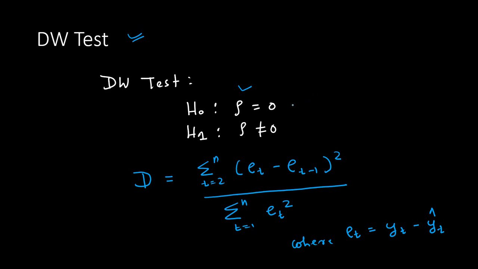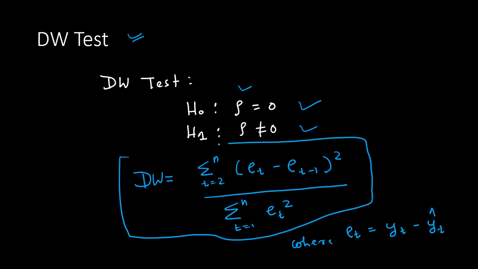Alright, so the DW test has the null hypothesis that rho, which is the coefficient of the lag term, is 0, and the alternative hypothesis is that the coefficient is non-zero. Now if the null is accepted, then there is no autocorrelation. If the null hypothesis is rejected, then we'll have to accept the fact that there is presence of autocorrelation among the error terms. The DW statistic is defined like this.